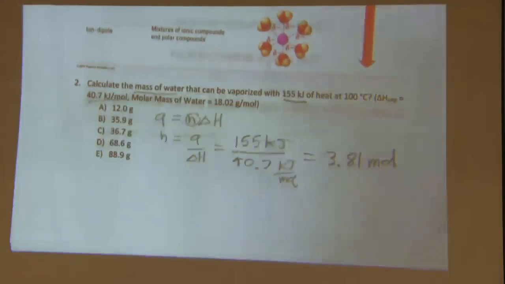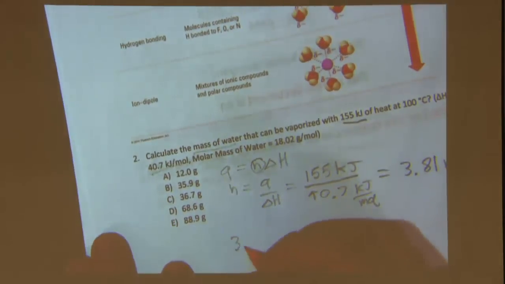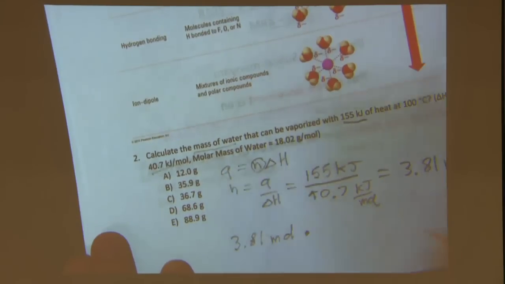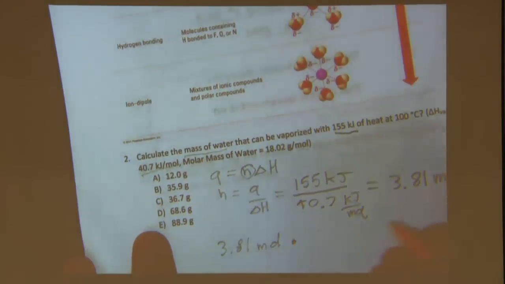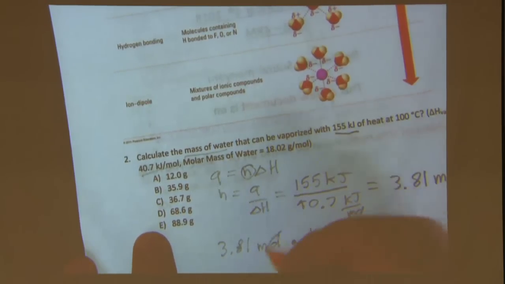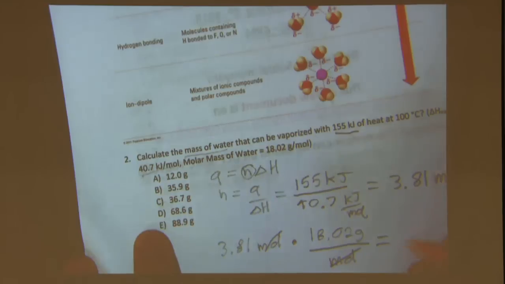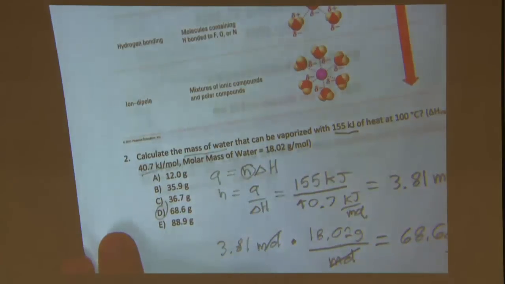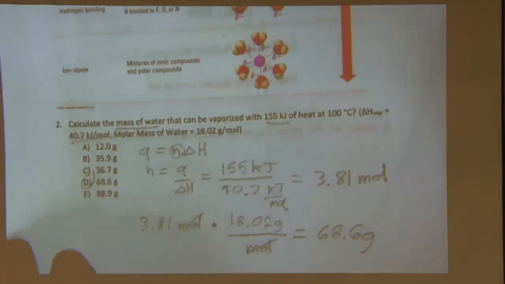That's right, molar mass. And so here, I'm going to take my moles, 3.81, and I'm going to multiply it by the molar mass of water, which is 18.02 grams per mole. And that's going to give me 68.6 grams, which is D. Okay, I'm going to move on to the next one now.